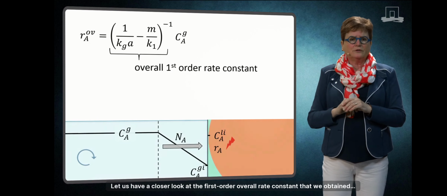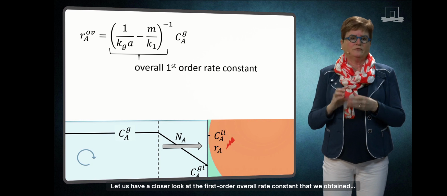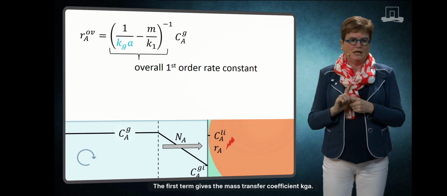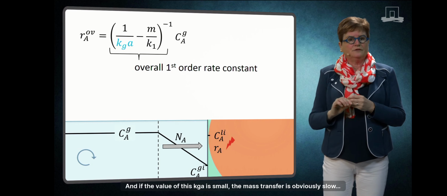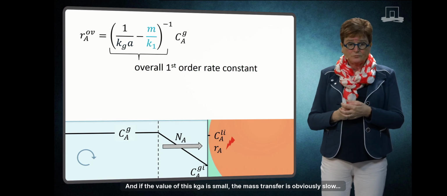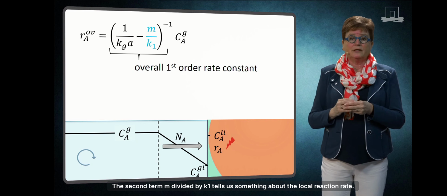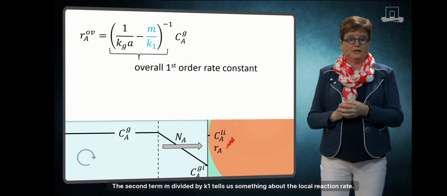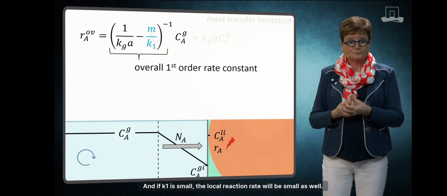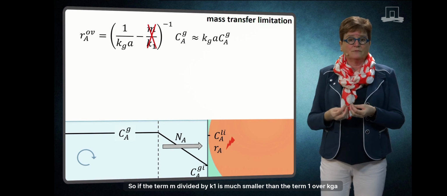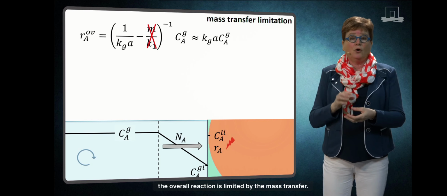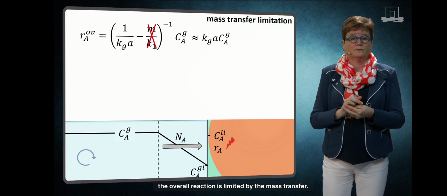Let us have a closer look at the first order overall rate constants that we obtained. The first term gives us the mass transfer coefficient, kGa. And if the value of this kGa is small, the mass transfer is obviously slow. The second term, m divided by k1, tells us something about the local reaction rate. And if k1 is small, the local reaction rate will be small as well. So if the term m divided by k1 is much smaller than the term 1 over kGa, the overall reaction is limited by the mass transfer.